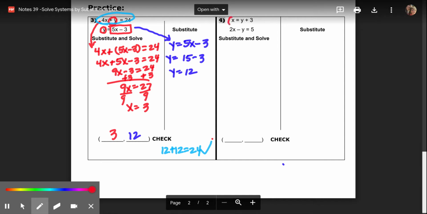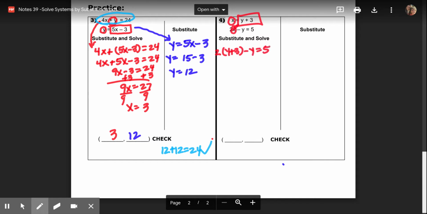So x is isolated here. Okay, so I'm going to circle where both x's are. I'm going to box this in. I'm going to put that in place of that x. So it's going to be 2, and then in place of x, I'm going to put y plus 3 minus y equals 5. So one thing to double check is just make sure that you have the same variable in your equation after you substitute. If you don't, if you still have 2 different ones, like an x and a y, then you've substituted incorrectly.